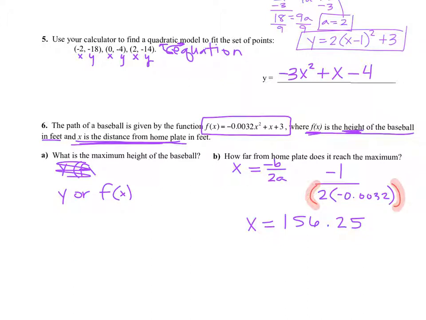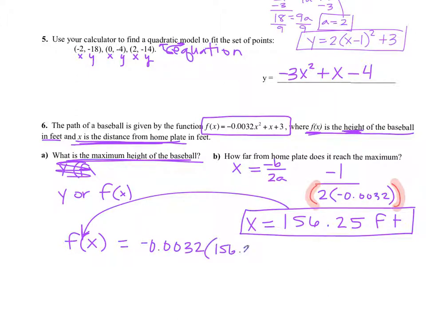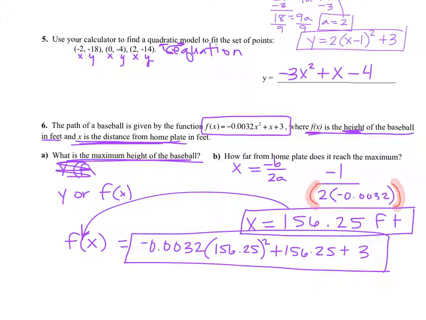What units? That's feet. How far from home plate does it reach the maximum? So 156.25 feet away from home plate, it's at its max. Then it starts to come back down, okay? What is the maximum height? You're plugging x in. So it's going to be f of x equals f of this, if you want to put the number in, negative 0.0032 times 156.25 squared plus 156.25 plus 3. Just plug that whole thing into your calculator.